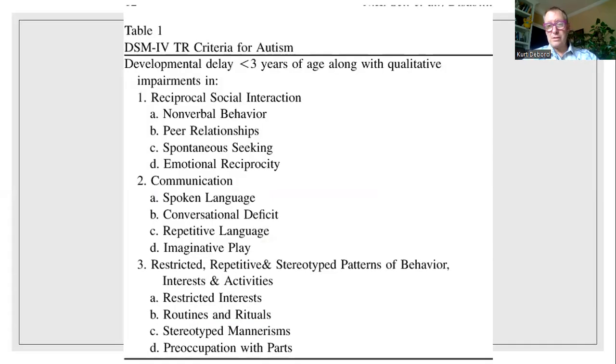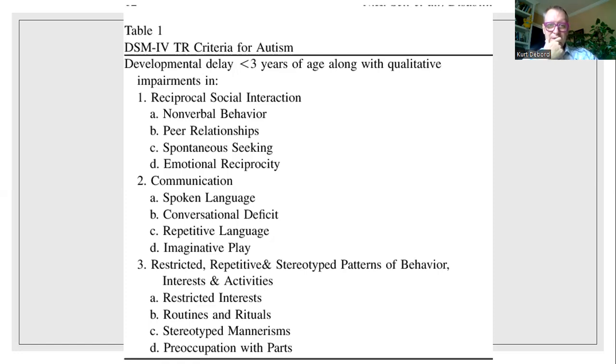I want to switch gears and then focus exclusively on autism spectrum disorder and autism itself. Not really going to say anything about Asperger's. This lists a number of the symptoms I'm going to go through individually, but I thought I'd give you a heads up. This will be on Canvas.